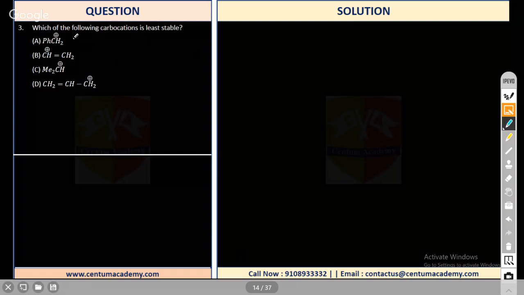You see, this carbon atom is sp2 hybridized. This carbon atom is sp. I'm talking about the carbon atom which has the positive charge. Sp hybridized. This one is again sp2, and this is again sp2 hybridized.